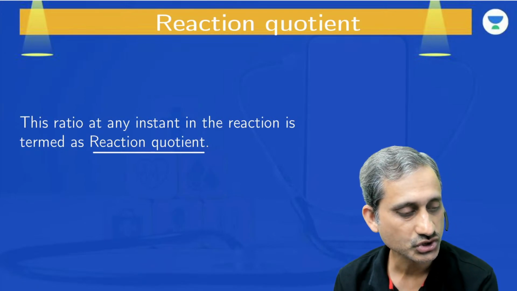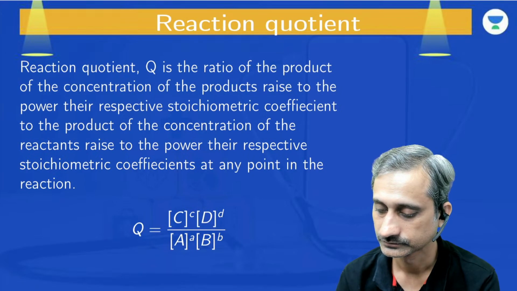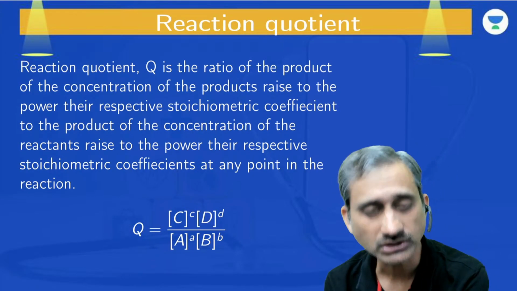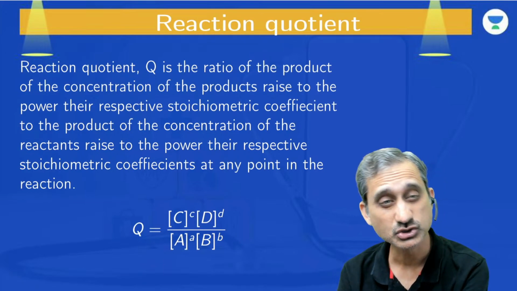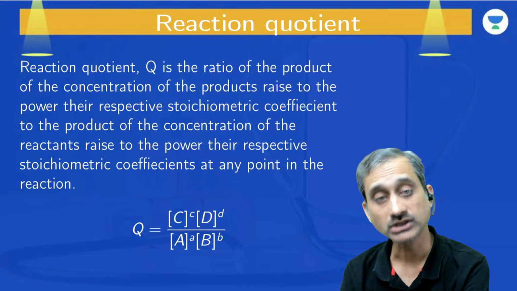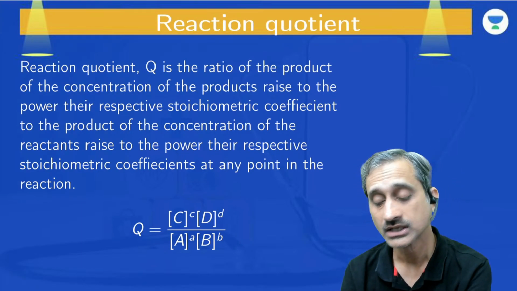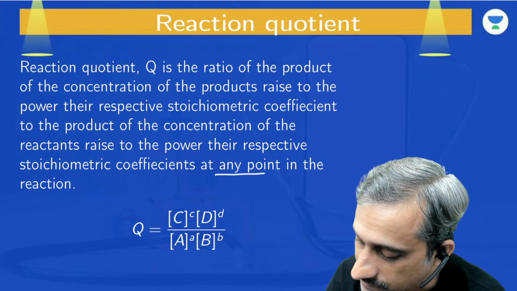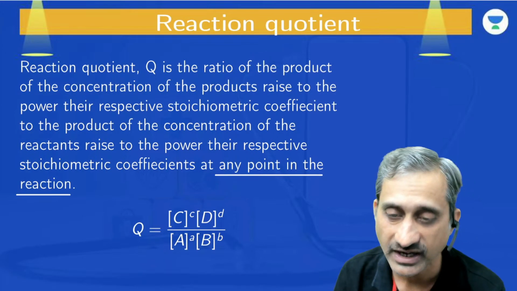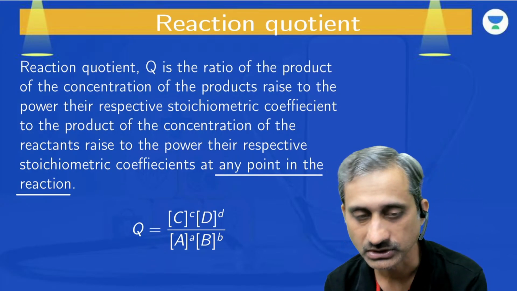Yeah, reaction quotient is denoted by Q. The reaction quotient Q is the ratio of the product of the concentrations of the products raised to the power of their respective stoichiometric coefficients, to the product of the concentrations of the reactants raised to the power of their respective stoichiometric coefficients. Now, instead of at equilibrium, it is at any point in the reaction. So there are infinite reaction quotients for any reaction. At each instant, there is one particular reaction quotient.